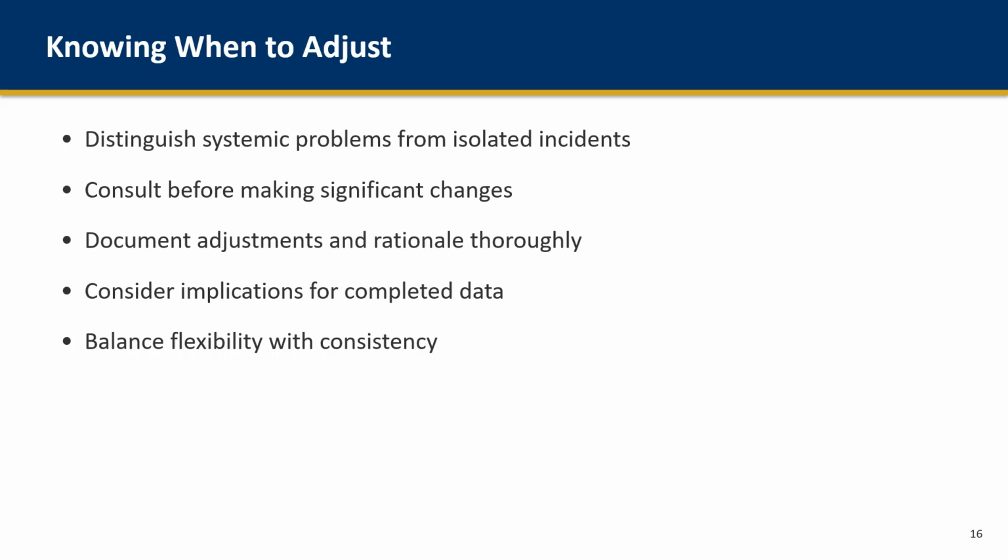Document adjustments and their rationale thoroughly. Why did you change? What exactly was modified? When did the change occur? How does this affect interpretation? Future readers and future you need to understand what happened and why. Undocumented changes create confusion about what was actually done.